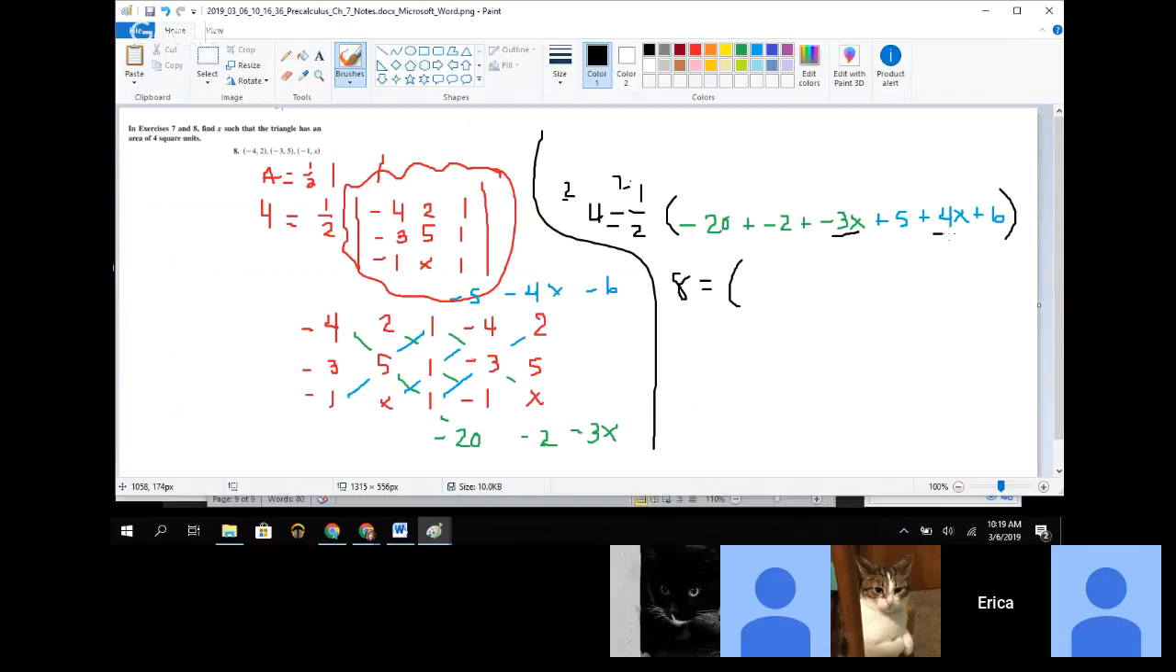I have -3x and 4x, so I just get x. And then I've got -20 and -2, so -22 plus 5, so that's -17, plus 6, which is -11. Did I do that right? Yeah, -22 plus 11 is -11. So I'm going to add 11 to both sides and get x equals 19. That doesn't seem right. Let's double check my math.